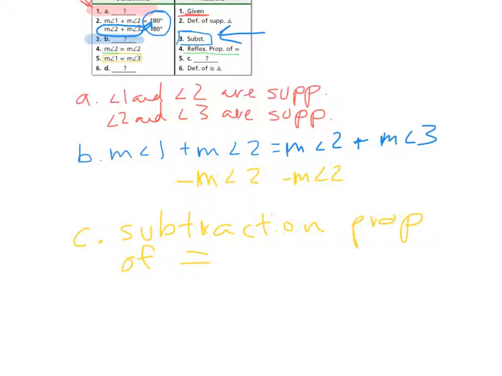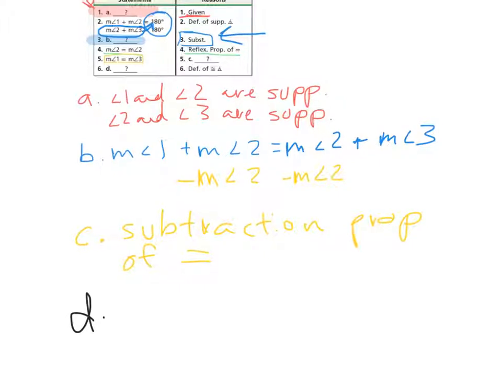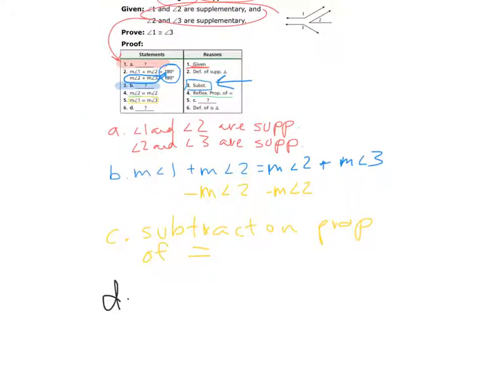Okay, so now let's look at step 6 with D. This is the last step of the proof. So what do we write in the last step of the proof? What we're trying to prove. So what are we trying to prove? That angle 1 is congruent to angle 3.